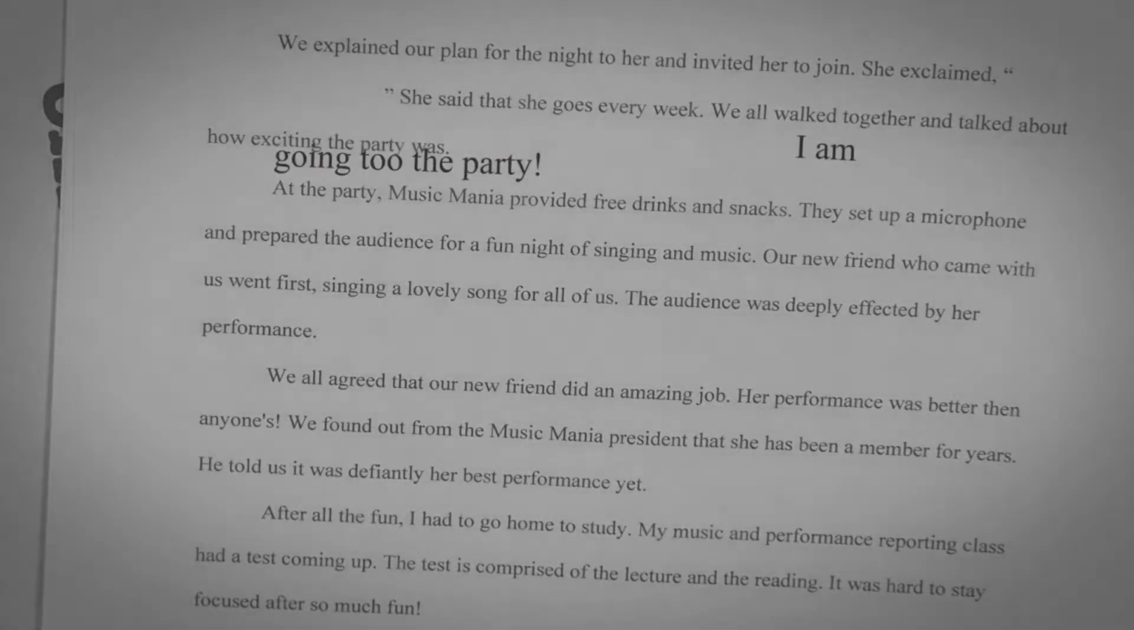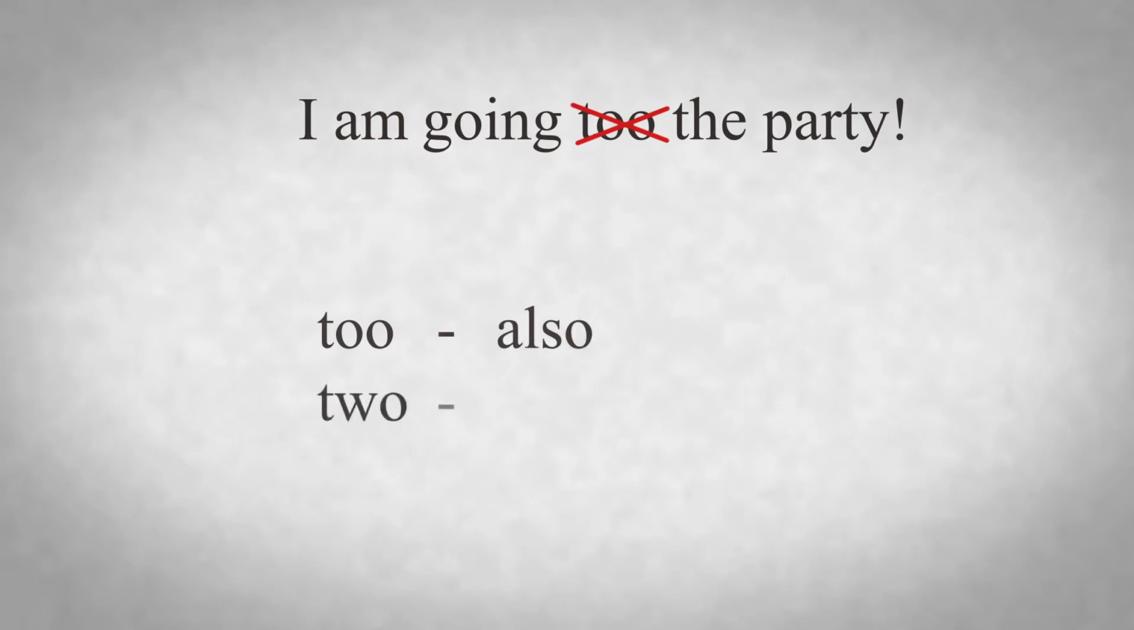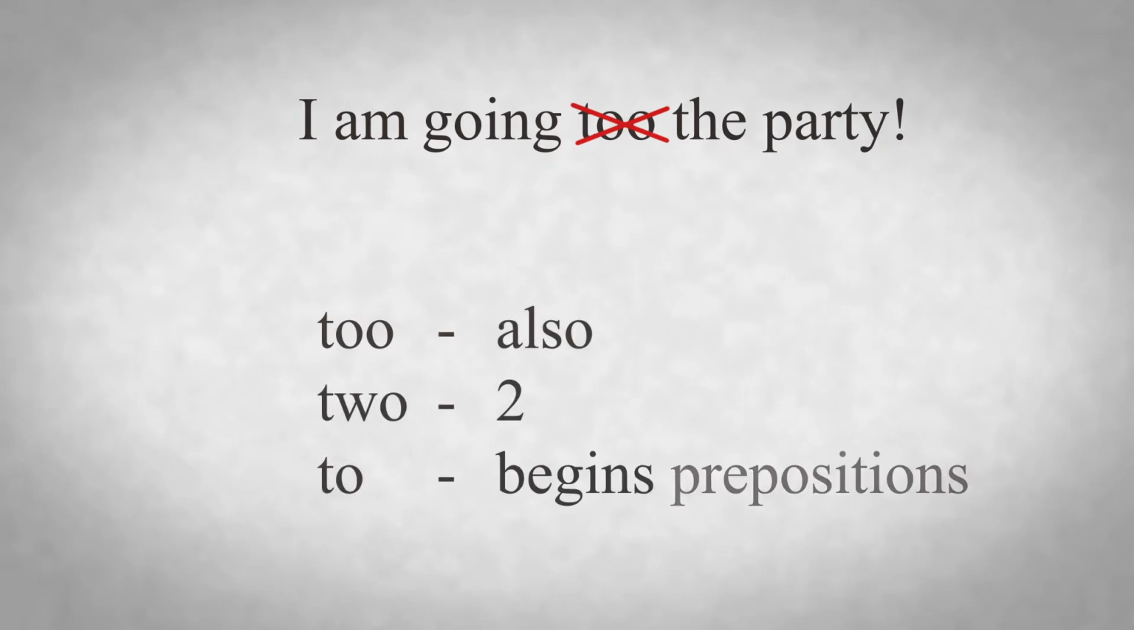"To" means the same thing as also. Too is the one that means also, and to begins prepositional phrases, and is always followed by an object. The sentence should have looked like this.